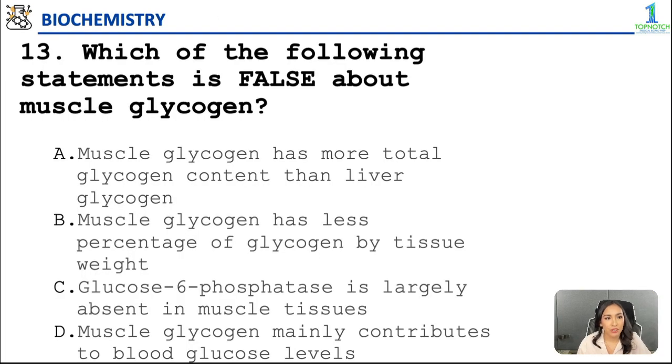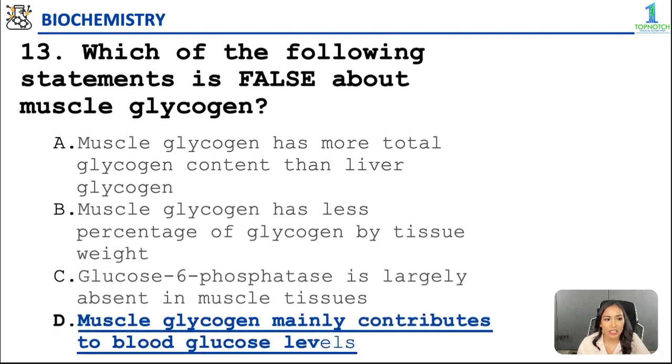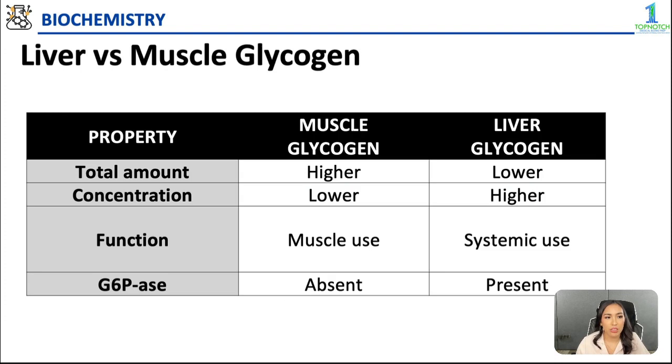Okay. Number 13, which of the following statements is false about muscle glycogen? Okay, the correct answer is letter D. Muscle glycogen mainly contributes to blood glucose levels. Okay, let's look at the difference between liver versus muscle glycogen. So, muscle glycogen, the total amount is higher, and the liver glycogen is lower.